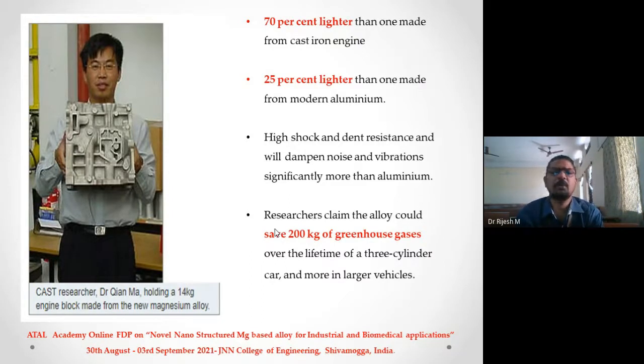Aluminum silicon took over cast iron, which is again a eutectic alloy where the fluidity is good. So many engines now are made of aluminum, and a magnesium engine is 25% lighter than the modern aluminum engine. They say it has shock and dent resistance and will dampen noise and vibration significantly more than aluminum. Not only that, they say magnesium is a sustainable metal because the alloy could save 200 kgs of greenhouse gases over the lifetime of a 3-cylinder car and more in large vehicles.